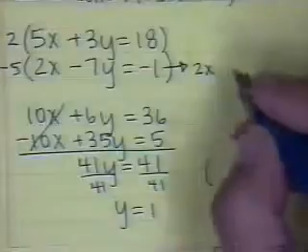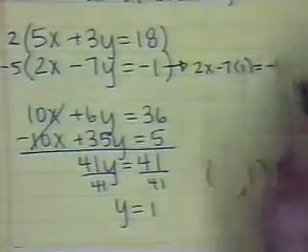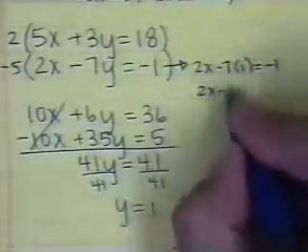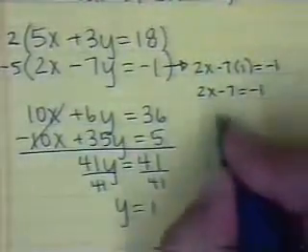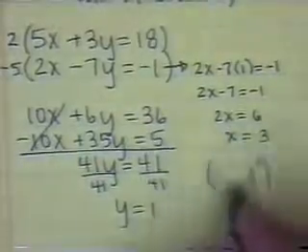We have 2x minus 7y, which is 1, equals negative 1. So now we have 2x minus 7 is negative 1. 2x will equal 6, and finally our x is 3.